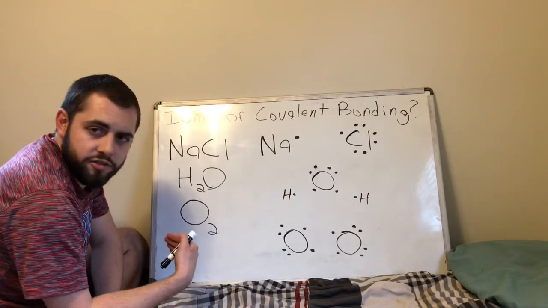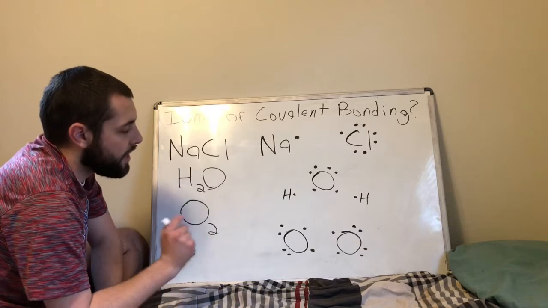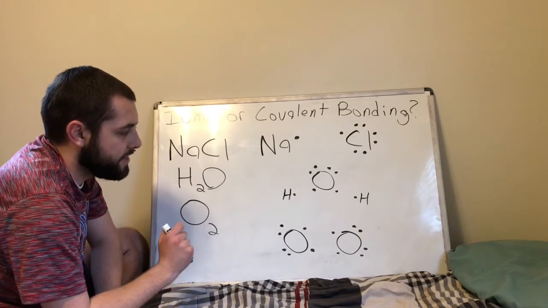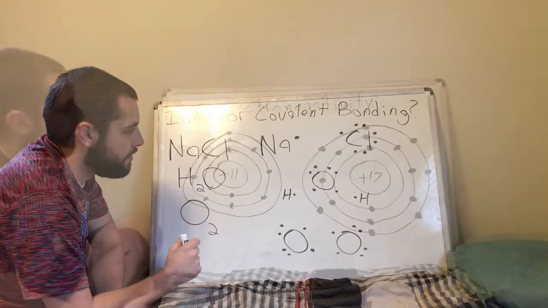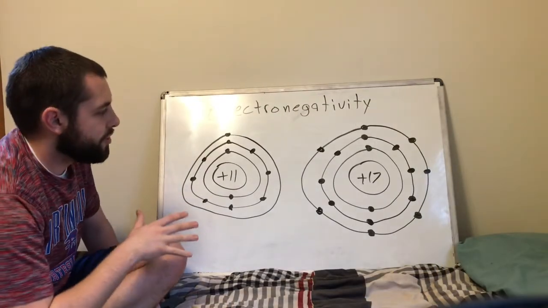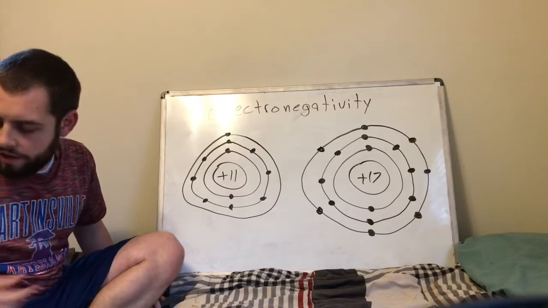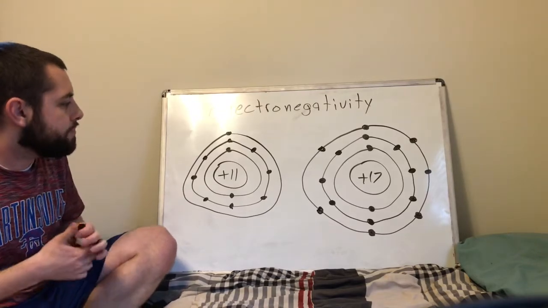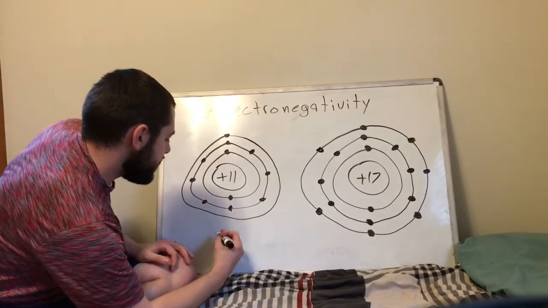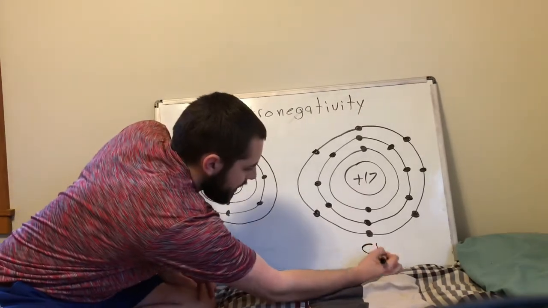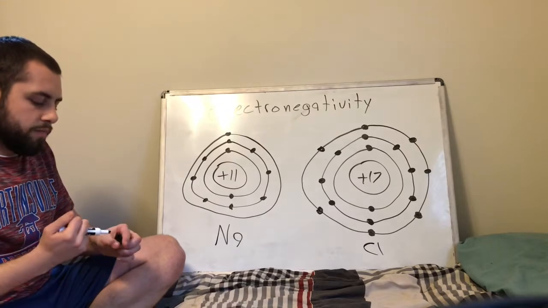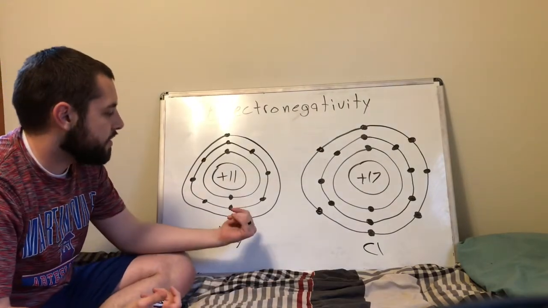They're able to have this relationship because chlorine is much more electronegative than sodium. So a quick refresher here as to why chlorine is more electronegative than sodium. I forgot to label these. This one's sodium, atomic number 11. This one's chlorine, atomic number 17. So why is chlorine more electronegative than sodium?